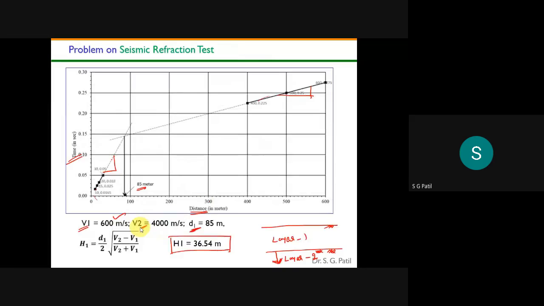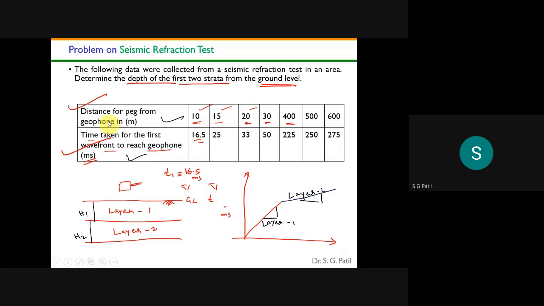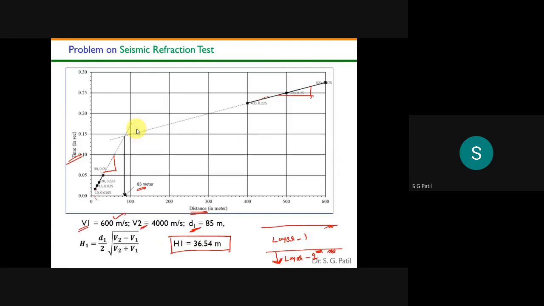Understood this problem? Any doubts in the problem? Whenever they give such kind of problem, first thing is you have to plot a graph. Once you have plotted the graph, half of the work is done. Only thing is you have to remember this formula and plug in the parameters and get the thickness of soil layers.